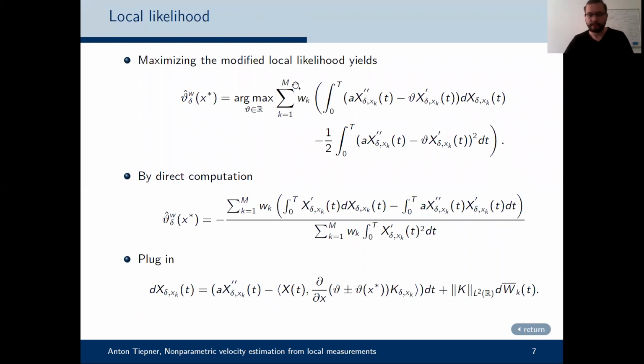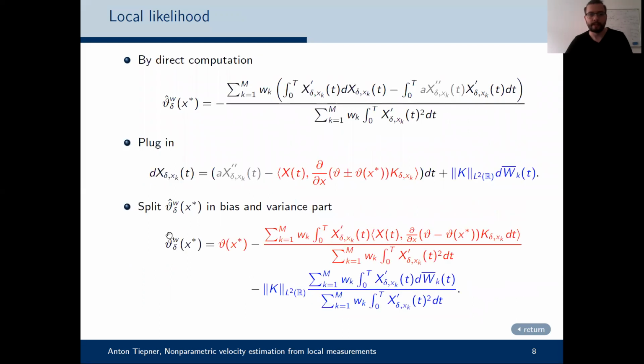So we replace in the true likelihood the appearing conditional expectation parts with the values, ignoring just the conditional part. And this leads to the following maximization problem, which can be directly computed. So basically, we have in the numerator some weighted sum of stochastic integrals minus a compensation term, and in the denominator we have a weighted sum of integrals of squared functions.